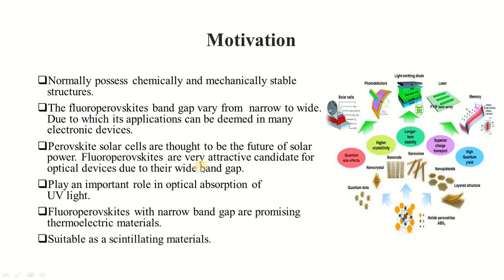Apart from that, fluoroperovskites are very attractive candidates for optical devices because of their wide energy band gaps, and due to this they play an important role in the absorption of ultraviolet light. So we can use these types of materials in ultraviolet filters. Fluoroperovskites having narrow band gaps are promising thermoelectric materials. So if we have a material having a narrow band gap, then it is a good thermoelectric material, and of course it is very good as a scintillating material as well.